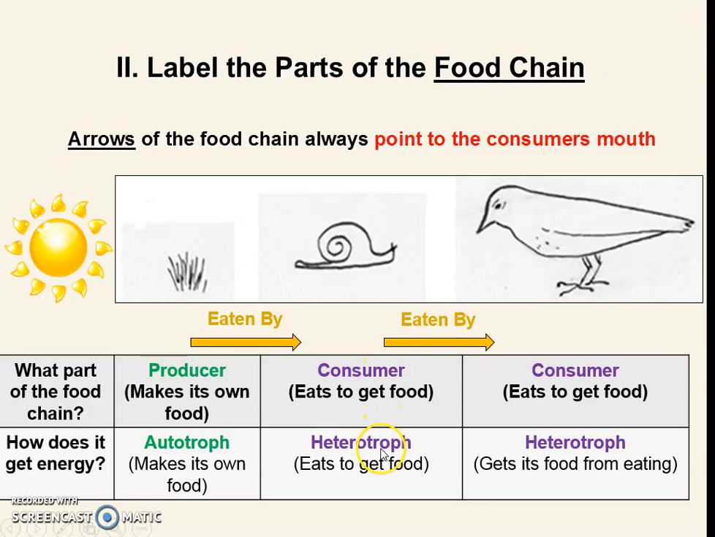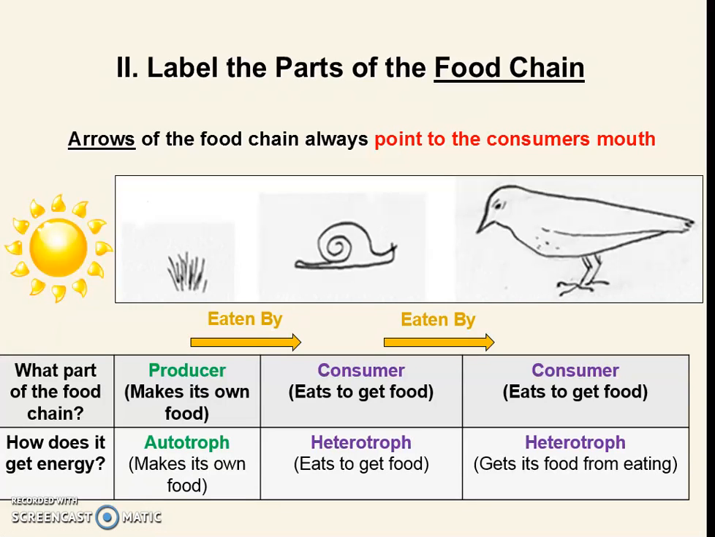Consumer is the same thing as a heterotroph. Heterotroph meaning it gets its food from something else. All right? Same thing here. The bird is also considered a heterotroph because it's a consumer. So what words mean the same thing? Consumer and heterotroph? Producer and autotroph. And I promise you we will practice those in class.